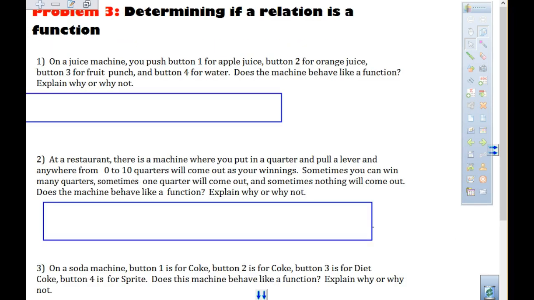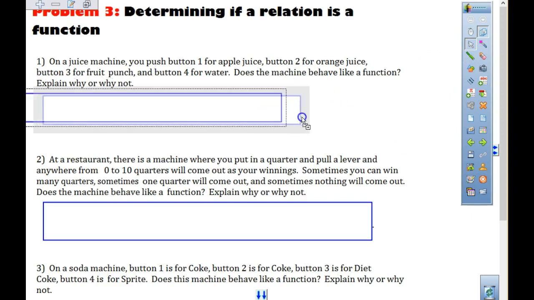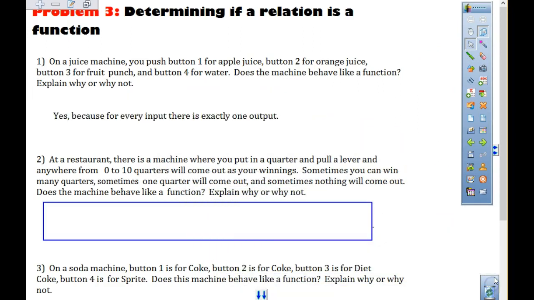You push 1, you get apple juice. 2, you get orange. 3, you get fruit punch. 4, you get water. Does it behave like a function? Each input has 1 output. Yes, it's a function. Each input has exactly 1 output.